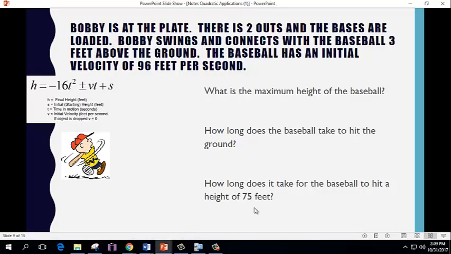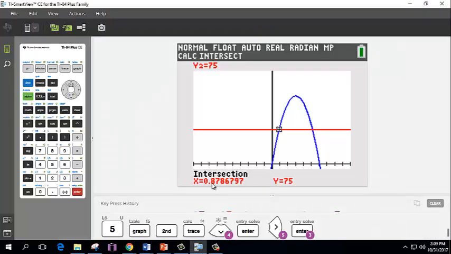So your answer would be, how long does it take for the baseball to hit a height of 75 feet? That would be after 0.8787 seconds, depending on how you round it. It's up to you. Four decimal places is good, three decimal places is fine, but that is your answer to your question.